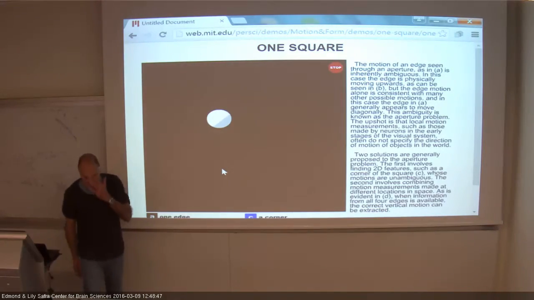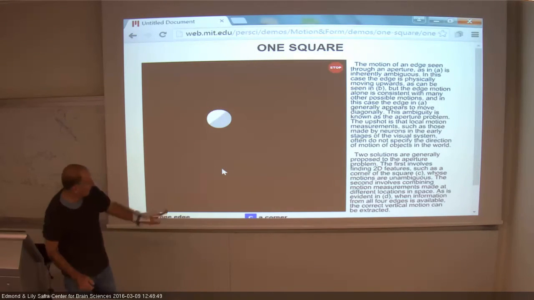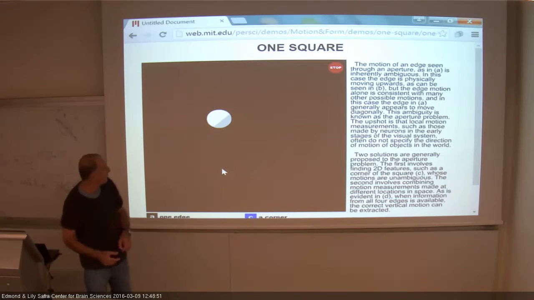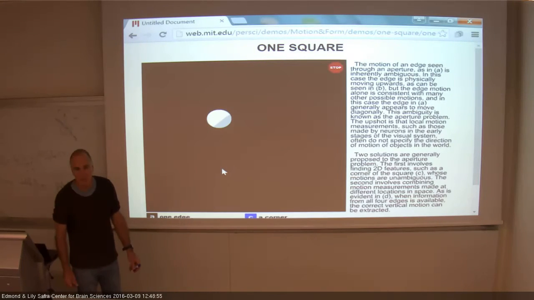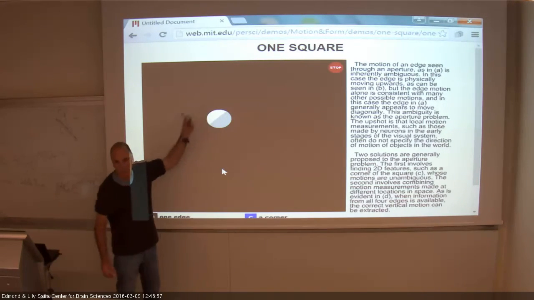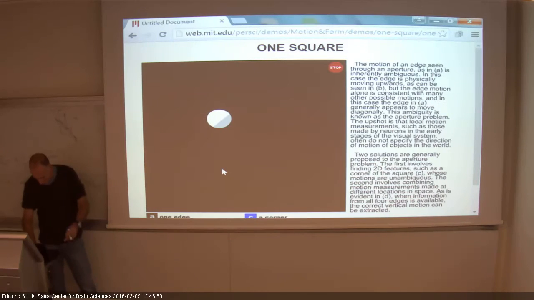Here you are, and this is something that Gail Weiss was involved with. Okay, what's the motion? Well, what's the direction of motion? Well, I would say this way, right? But what if you look at a corner instead of one edge? Ah, now this seems to be a little different.